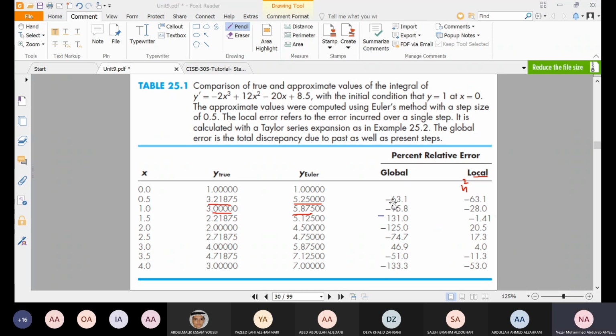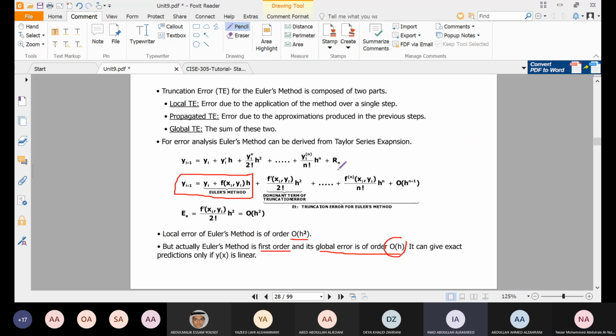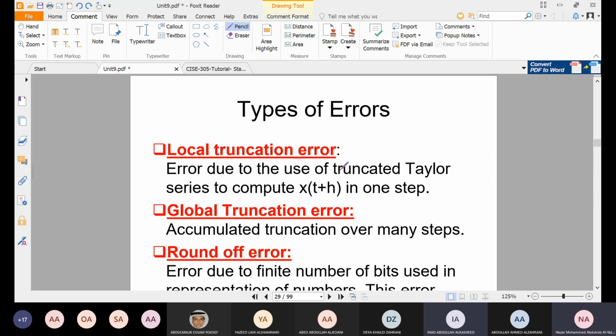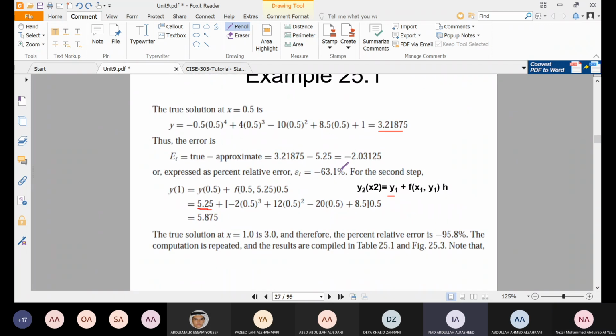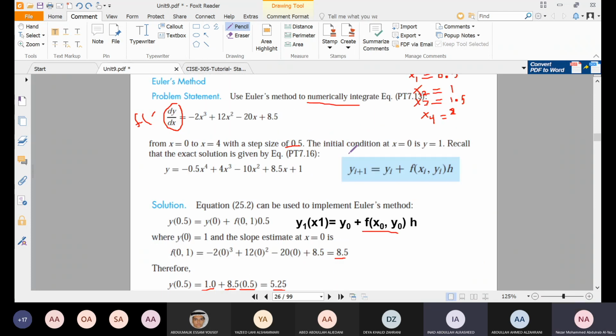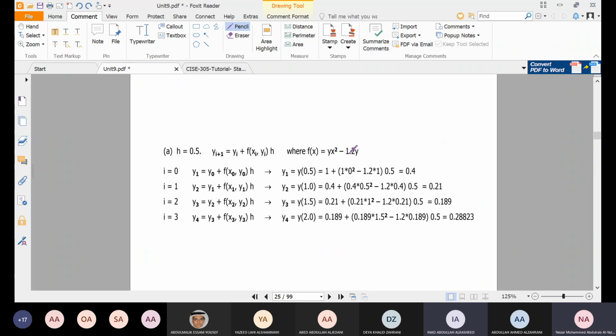Any question, Shabab? Yes, Doctor. In the previous example, we compute the slope. Why didn't we solve it like the previous one? Where is it? In the example, number 25. We compute the slope in the first step. Yes, this one, Doctor.